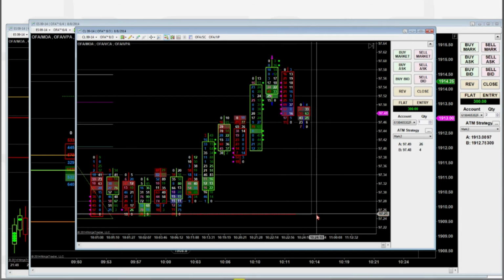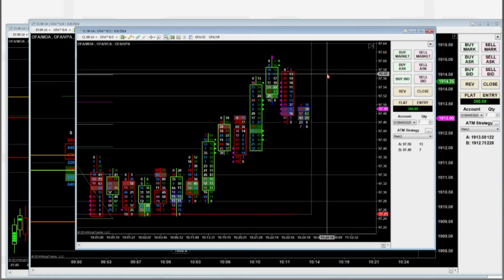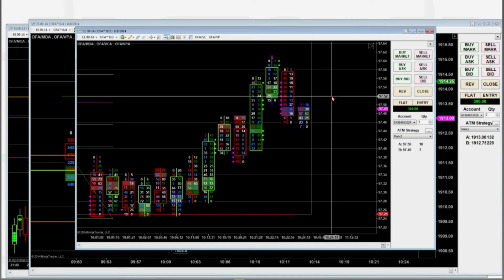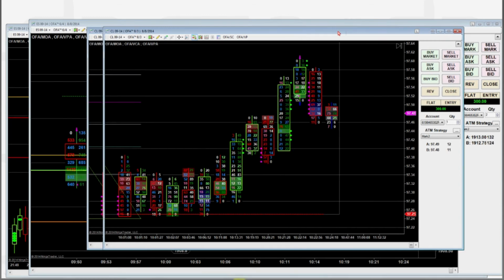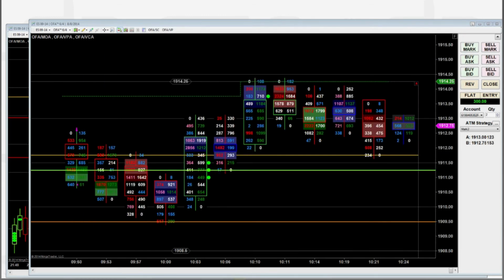Just want you to know this still has potential all the way back down to 97.25. So the risk reward on this trade was 10 to 1. Which is pretty good.